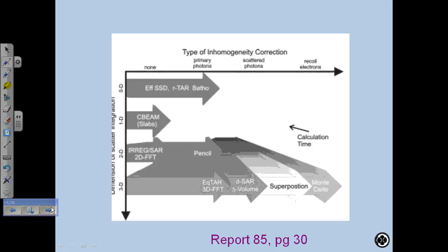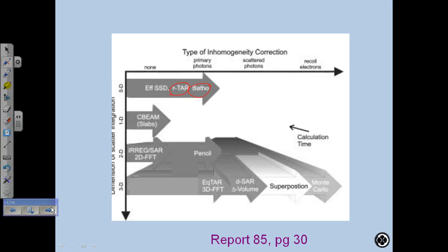Okay, so this is a graph that comes from report 85, and it's an overview of the calculation speed and of the type of heterogeneity correction that the different algorithms have. Today we talked about the RTAR and we talked about the Batho. Those are the first two that we talked about. This one's a little more accurate than this one, if you recall. Calculation time is extremely fast. You see, calculation time is into the screen. It's this thickness in this direction. So these are really fast. Only considers primary photons, doesn't consider scattered photons, and doesn't consider electron transport, recoil electrons.